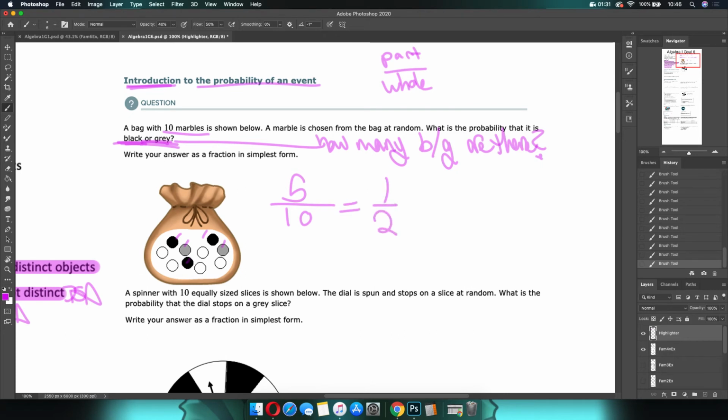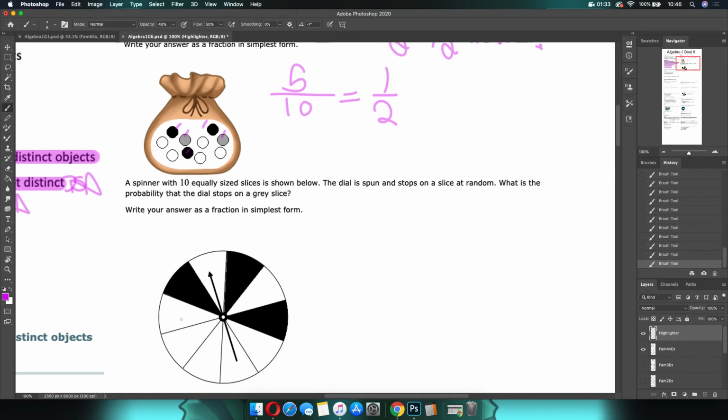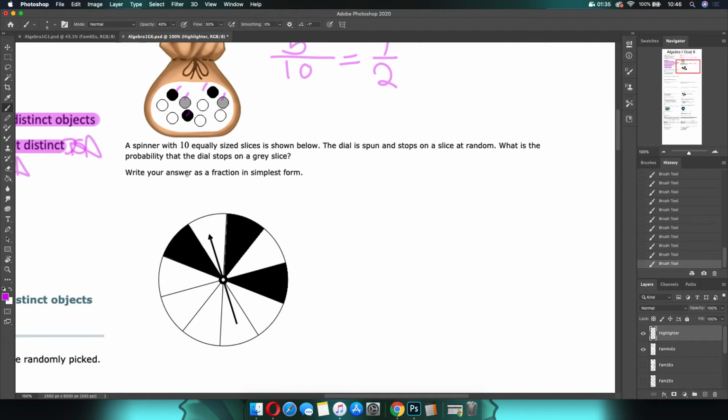All right, let's do one more, because this one also tries to trick you, this particular topic. 10 equally sized slices, all right. The dial is spun so that it stops on a slice at random. What is the probability that it stops on a gray slice? Are there any gray slices here? No, it's 0 out of 10, so therefore it is not possible.